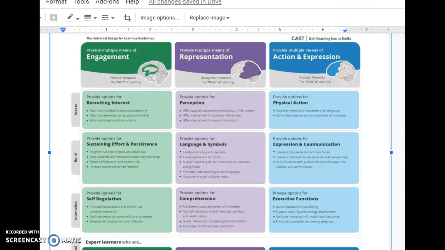And then you compare it to the UDL guidelines. It's not really a lesson, it's more just a syllabus. So I think it's more along the lines of sustaining effort and persistence. It says that it heightens salience of goals and objectives. So I definitely talk about what the goals and objectives for the class are in the syllabus. And then for self-regulation, it also promotes expectations and beliefs for motivation. So I talk about my expectations for the class as well, and what I expect of my students in order for them to get the best grade that they can.